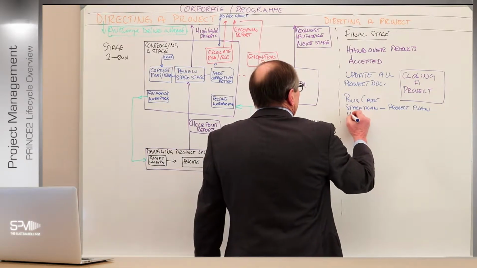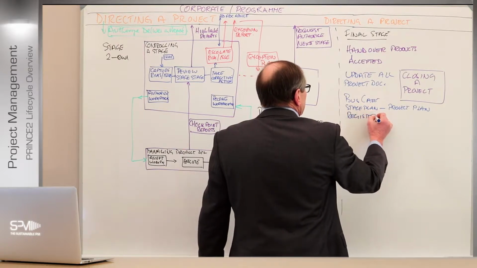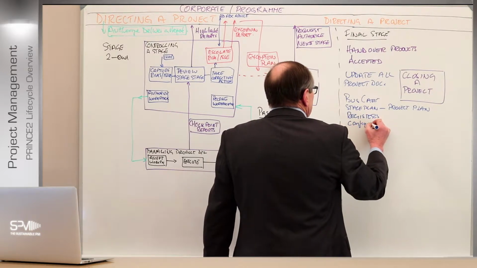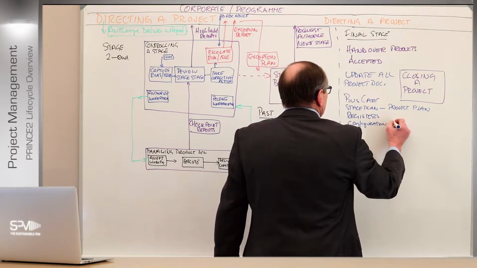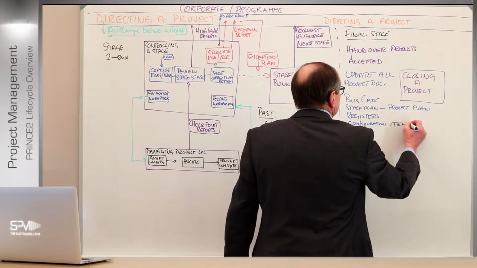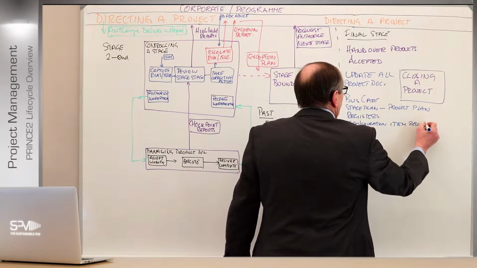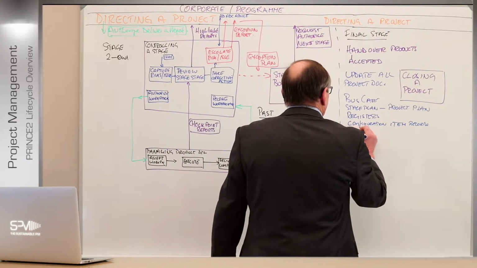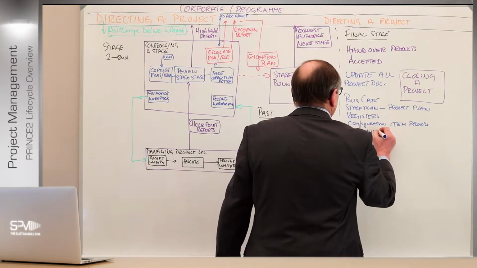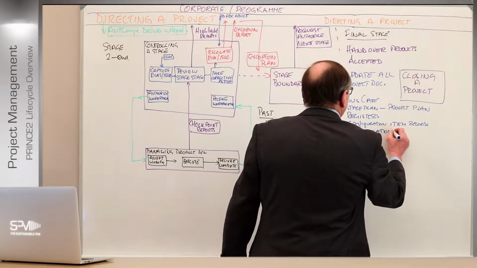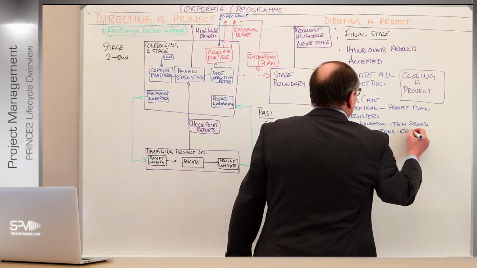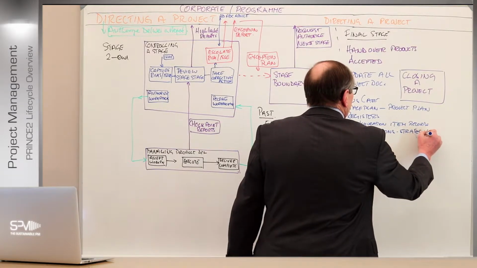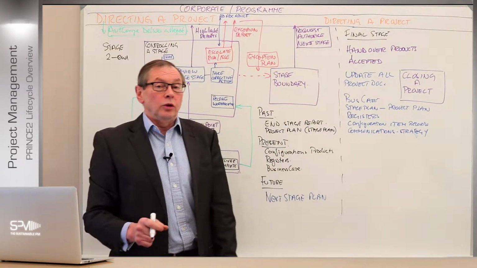So we need to make sure our registers up to date, our configuration item records, CIRs. We also need to make sure that the communications plan is up to date in particular. So we need to make sure our communication strategy is up to date, because now we're going to be using that to advise everybody that the project is now actually closed.